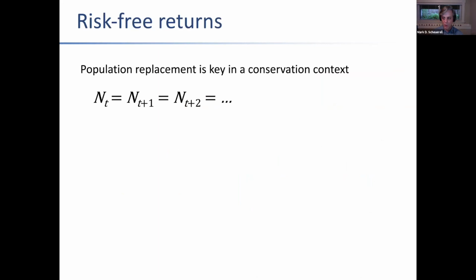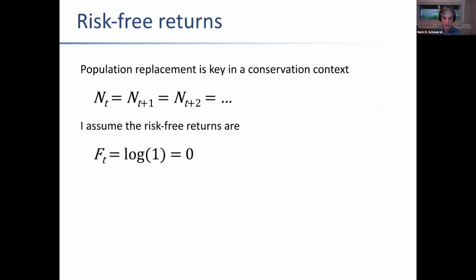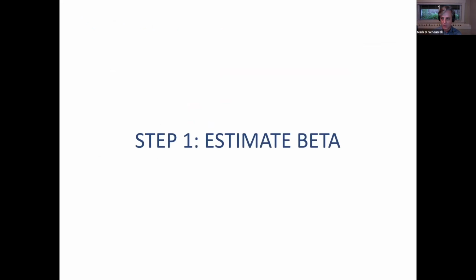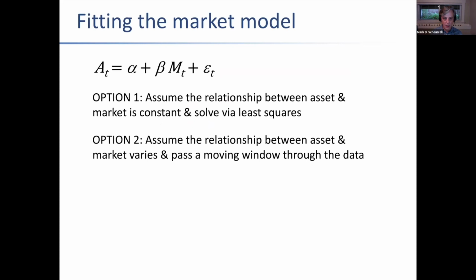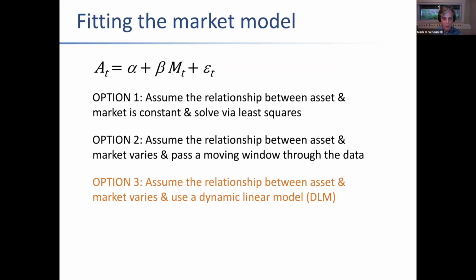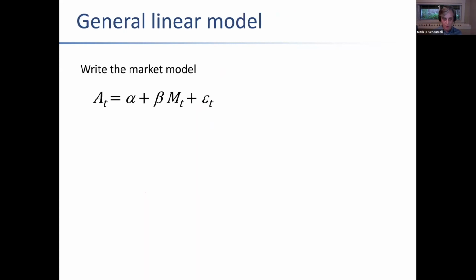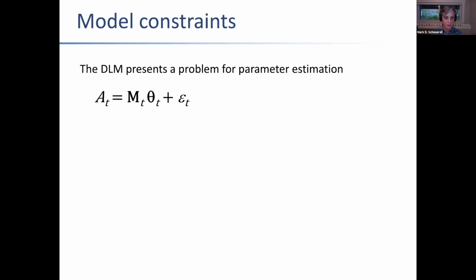Okay, so now I need to figure out what's my risk-free asset, my treasury bond, so to speak. And in a conservation context, if a population can replace itself, that's pretty good. So the log of replacement here is just 0, so I'm going to assume that the risk-free asset return is 0. Okay, so now we need to estimate beta. And you could assume it's static, or you could pass a moving window, or you could use a DLM. Okay, and I'm going to cycle through here because everyone just saw all this.